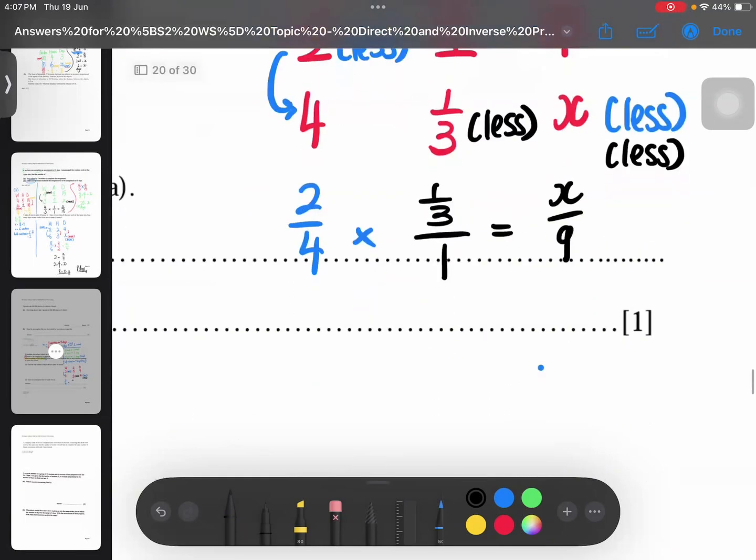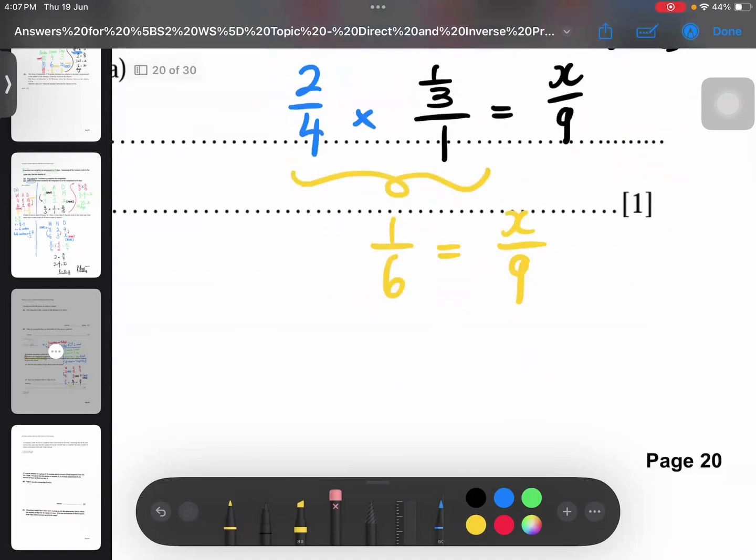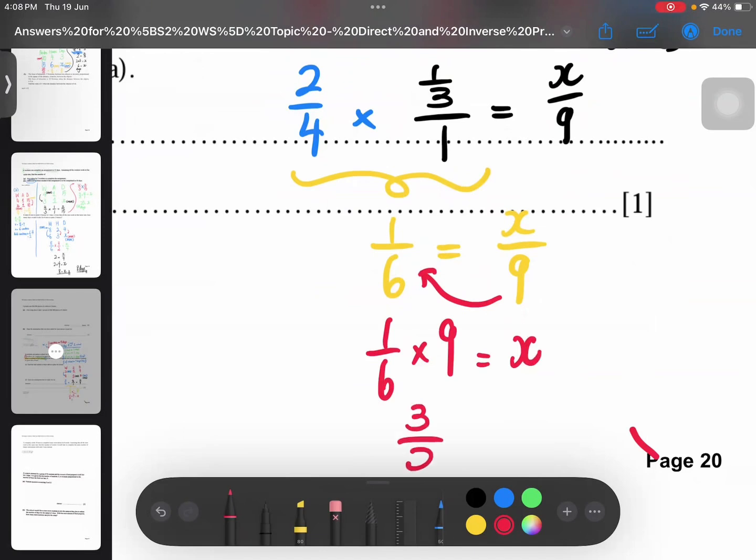Is this something that you can understand? Then from here itself, we can solve this part. So you can basically do 2/4 times 1/3. What happens is that you get to an answer of 1/6. 1/6 equals x over 9. Is this something that you can understand? Okay. Then from here, you're going to bring this 9 over. So 1/6 times 9 is equals to x. Am I making sense? 1/6 times 9, you get to an answer of 3/2. 3/2 is equals to x.